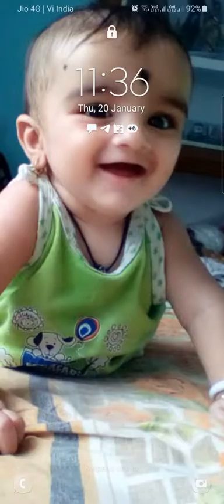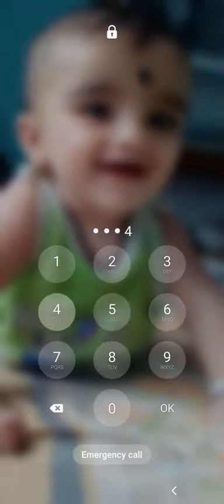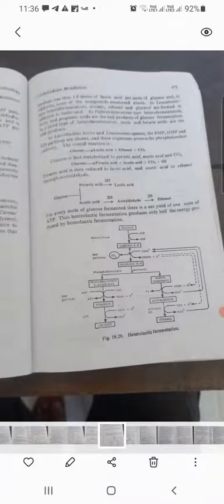So homolactic fermentation and heterolactic fermentation are the two types of fermentation in lactic acid bacteria, in which homolactic fermentation yields two times the energy of heterolactic fermentation, that is, heterolactic fermentation yields half the energy of homolactic fermentation. So this is lactic acid fermentation.